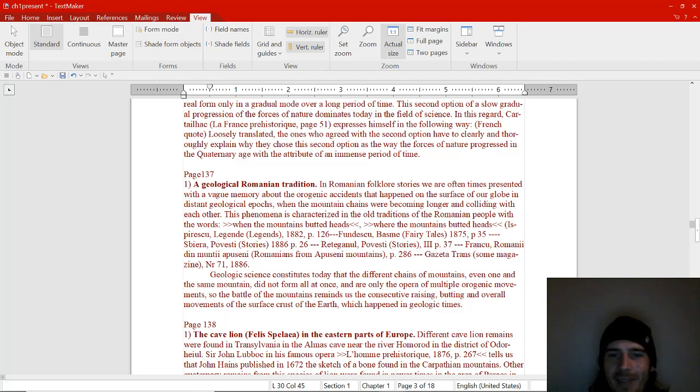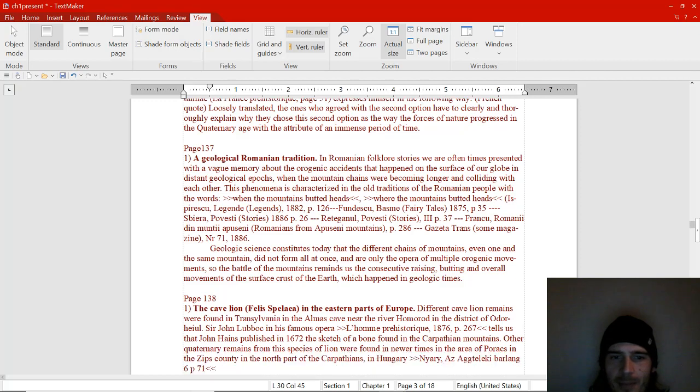And the references: books and fairy tales and legends and stories, and Romanian people themselves from the Apușani Mountains, and even a magazine from the year 1886.